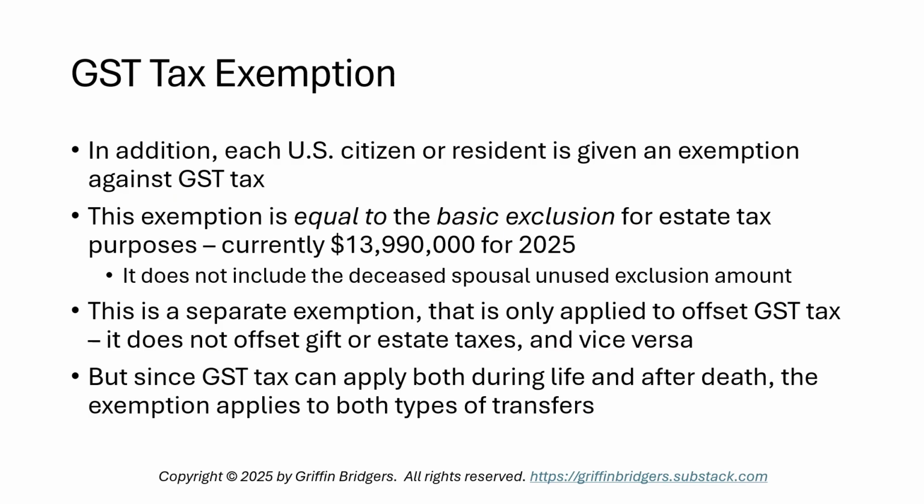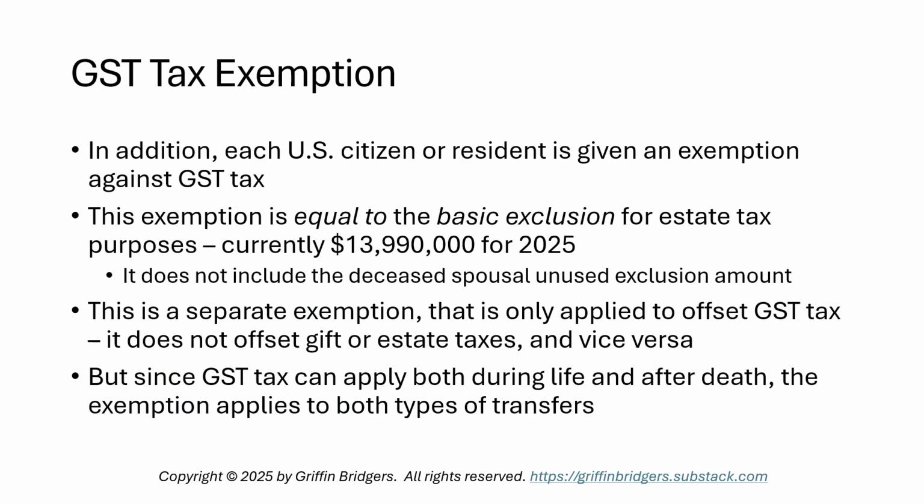Finally, we get to the GST tax exemption. That offsets GST tax only. This exemption is also equal to the basic exclusion amount given to each U.S. citizen or resident, but it's a separate exemption that's only used to offset GST tax. Use to offset GST tax doesn't affect gift or estate taxes or the applicable exclusion amount, or vice versa, although the two are usually applied in tandem.